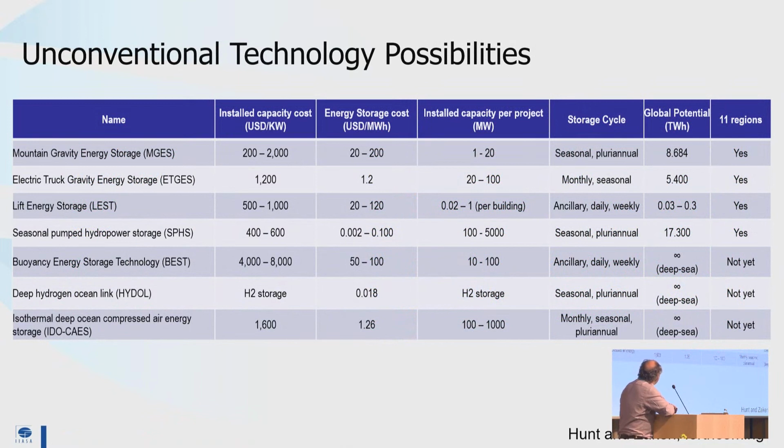If you do an economic assessment of these different options, you can see that energy storage costs of these different options can vary quite a lot. We started to implement them in our tools. So we have now mountain gravity energy storage, electric truck storage, lift storage, seasonal pumped hydro storage included. What we're working on at the moment are these very big storage options where we work with engineering teams together to understand the construction issues and also to understand the potential costs and also the potential learning into the future.